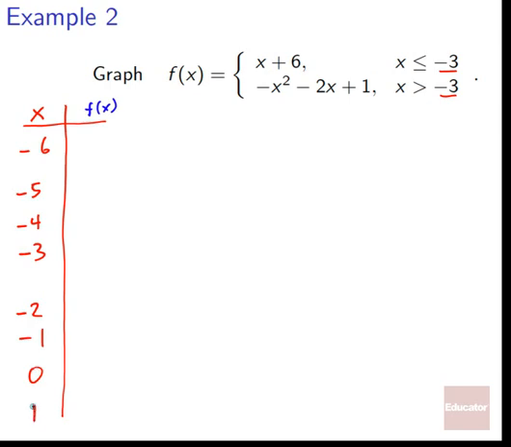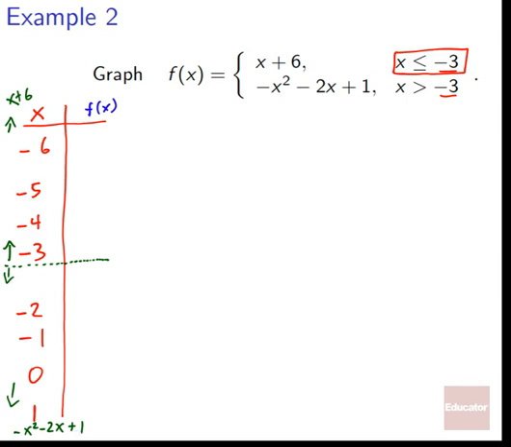Great, so let's try plugging in. Which rule will we wind up using? Well, when x is less than or equal to negative 3, we will wind up using the things that are above negative 3 or equal to negative 3. So this rule up here gets the x plus 6 portion, and down here, when we're below the line, we get negative x squared minus 2x plus 1, because then x is greater than negative 3, right? Negative 2 is greater than negative 3, 0 is greater than negative 3, etc.